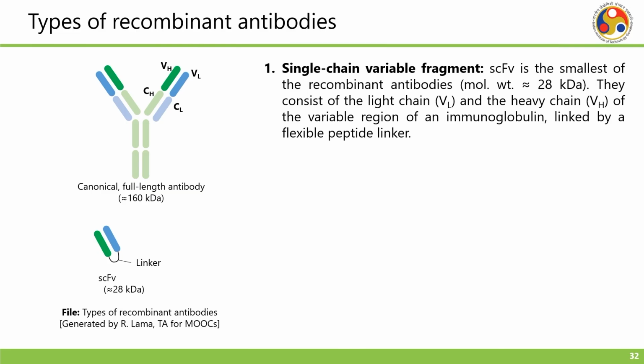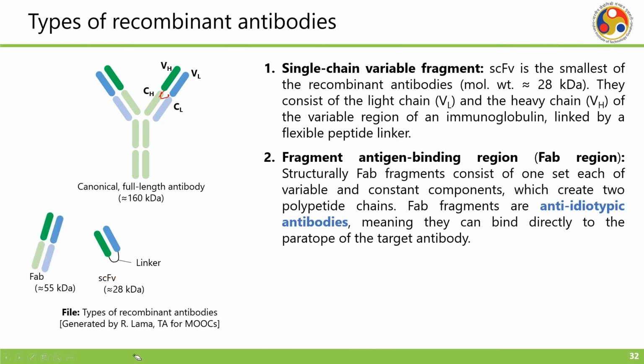Here, if you consider this particular portion and then you link them covalently through a linker, you have this single chain variable fragment. They consist of the light chain VL and the heavy chain VH here, as I have shown you, which is the variable region of an immunoglobulin linked by a flexible peptide linker.